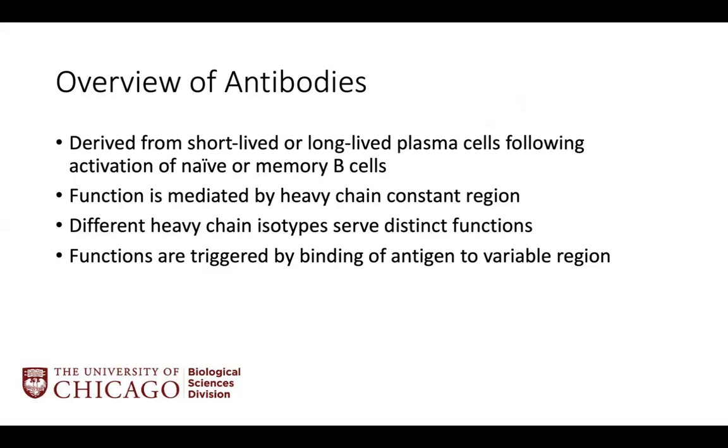They are derived from both short-lived and long-lived plasma cells following activation of either a naive or memory B cell. Their function is mediated by the heavy chain constant region, and the different heavy chain isotypes serve distinct functions. So the IgG, IgA, IgM, and IgE. And then the function is triggered by binding of the antigen to the variable region, which is both part of the heavy chain and light chain.